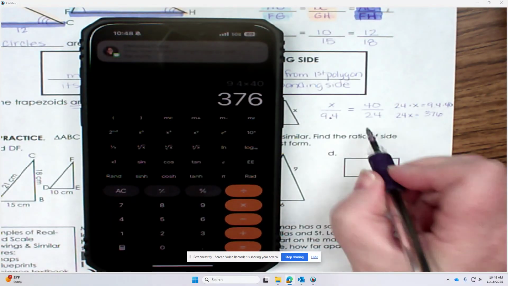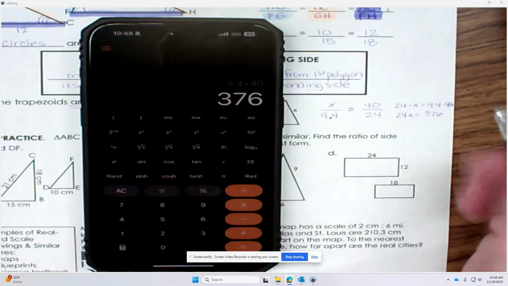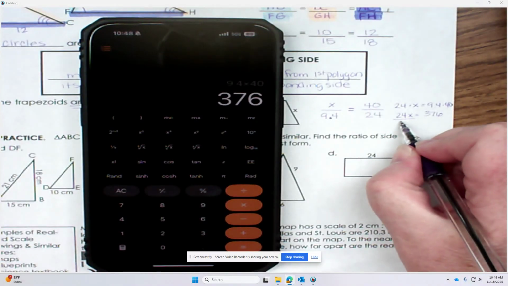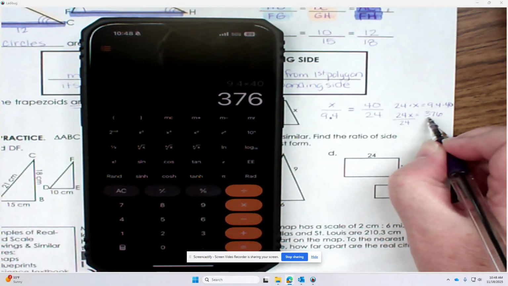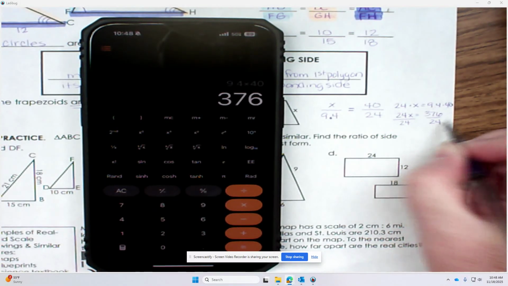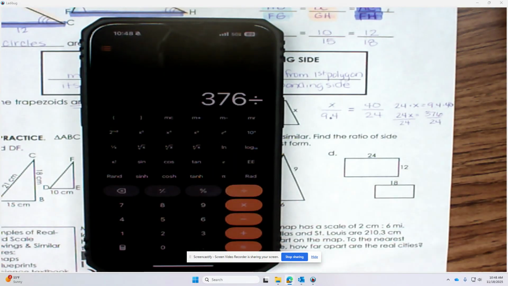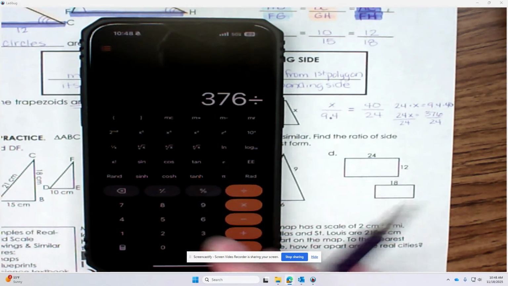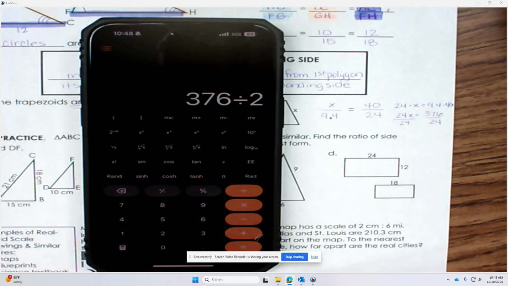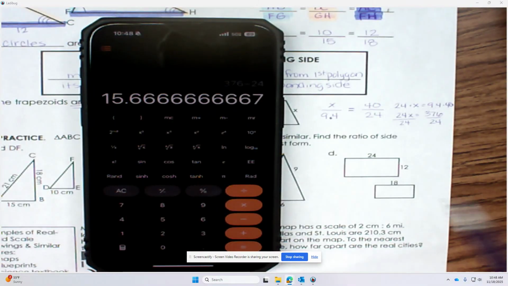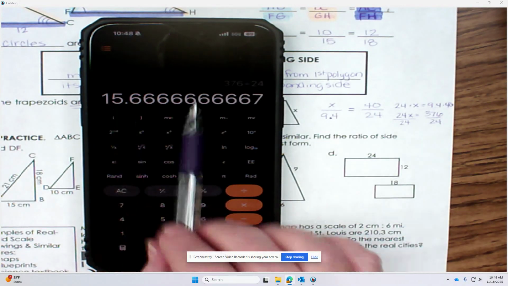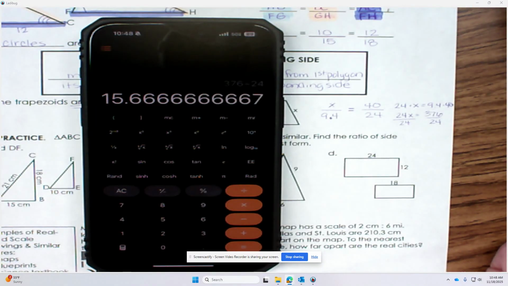Okay, now I need to get x by itself. I get x by itself by dividing by 24. I already got 376 in there, so I don't have to type it again. I can just go divided by 24, so 376 divided by 24 equals, and I'm going to get this lovely ratio.